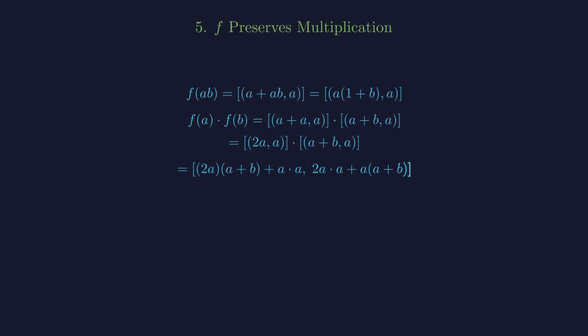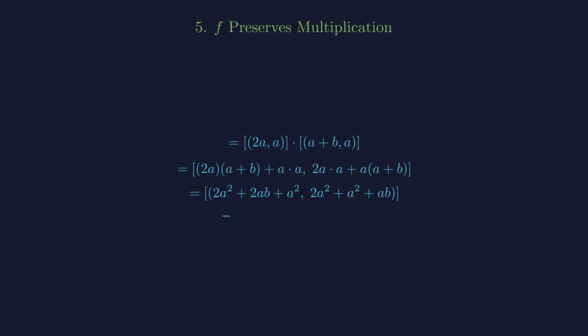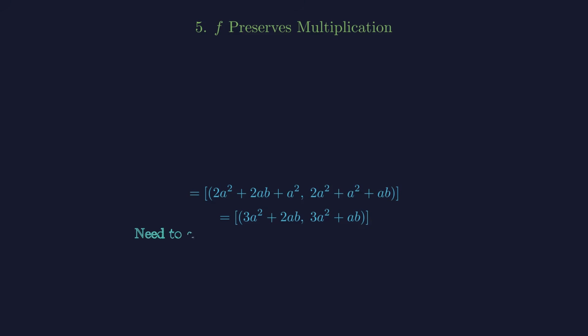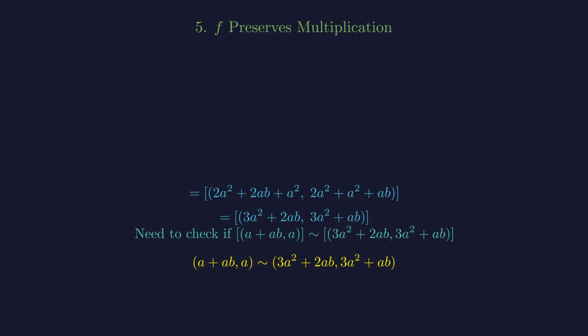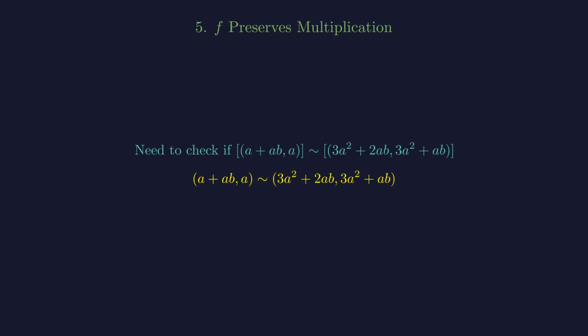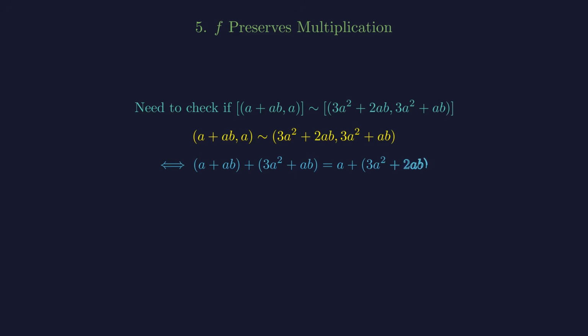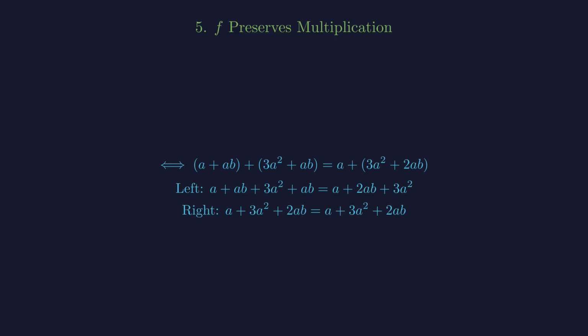F of ab equals f of a dot f of b means f preserves multiplication. That is, f preserves the algebraic structure of multiplication in N into Z. So f of N, a subset of Z, can be replaced by the notation N itself. Therefore, the set of natural numbers is a subset of the set of integers. This is the meaning of the embedding of N in Z.